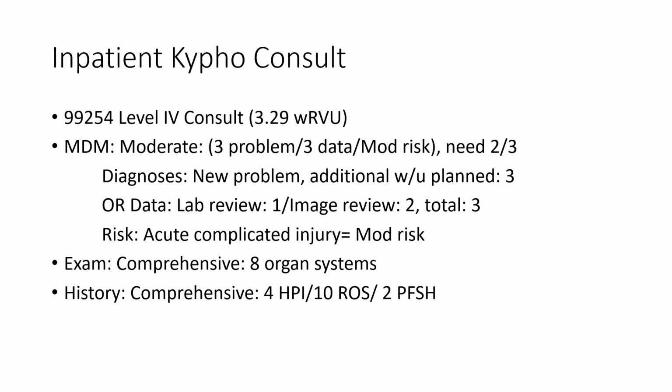I review the MRI and I render an opinion. I say I independently reviewed the MRI, which shows a 20% anterior compression fracture of L2 without retropulsion. That gets me 2 points. So that's a way to get 3 points. Then when I look at the 99254 code, I've got to do an exam and a history that fits with that code. So my exam needs to be comprehensive, 8 organ systems, and my history needs to be comprehensive. So 4 points on the HPI, 10 things on review of systems, and 2 things on PFSH.